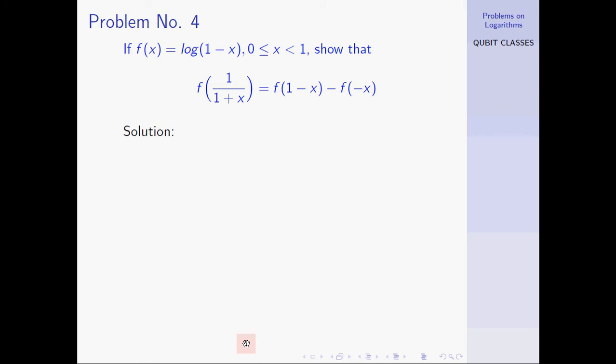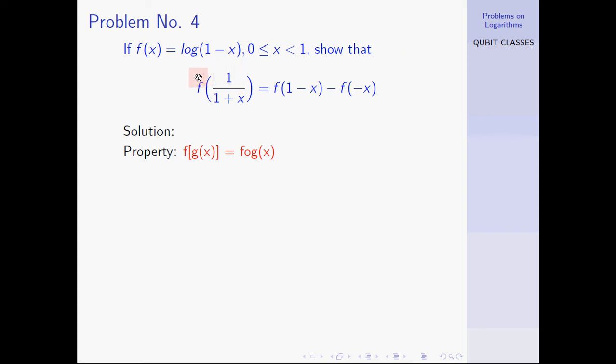Let's move on to problem number 4. This requires knowledge of functions as well. So if f of x is log of 1 minus x, where x is in between 0 and 1, show that f of 1 upon 1 plus x is equal to f of 1 minus x minus f of minus x. So this problem is slightly more complicated than the previous three problems, because to solve this problem you must know what a function is. Now I assume that you have some idea about functions.